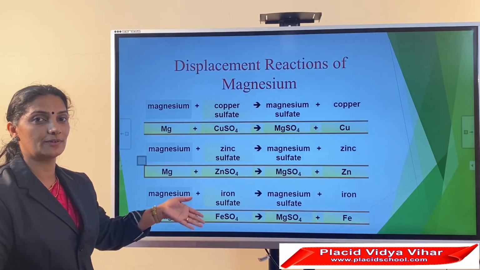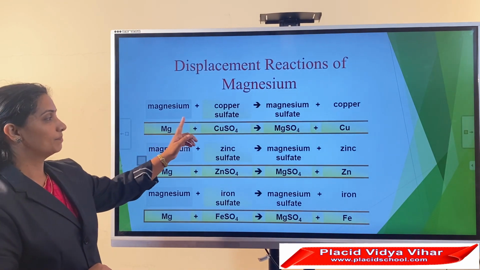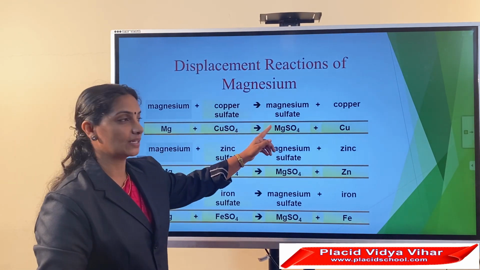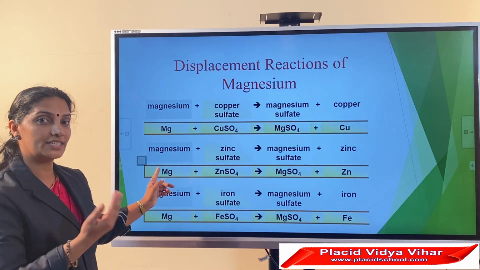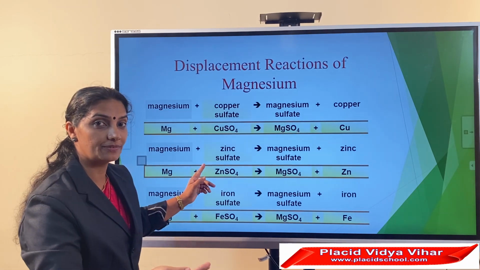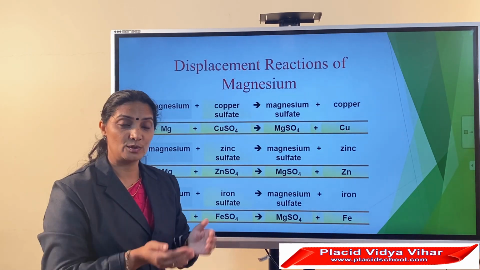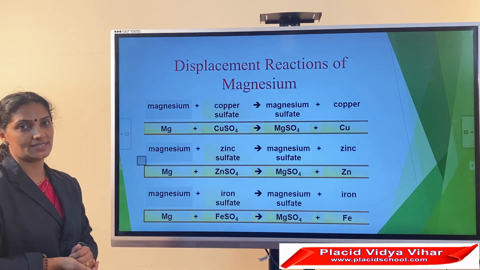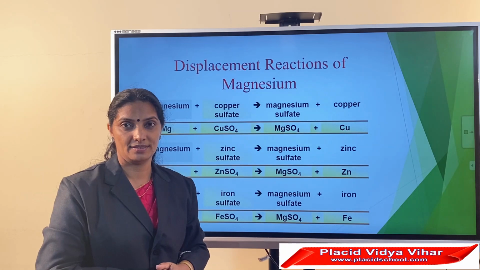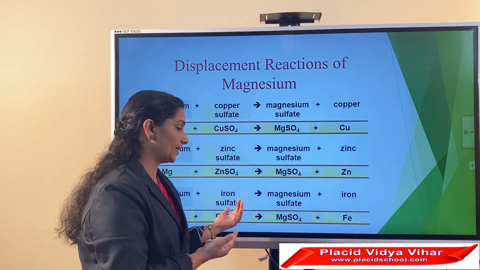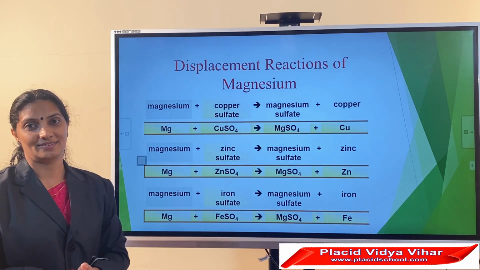See some more examples for displacement reactions. Magnesium plus copper sulfate gives magnesium sulfate and copper. Then magnesium reacts with zinc sulfate and produces magnesium sulfate and zinc, because magnesium is more reactive than zinc. Again, magnesium has a reaction with iron sulfate. It reacts with iron sulfate and forms magnesium sulfate and iron.